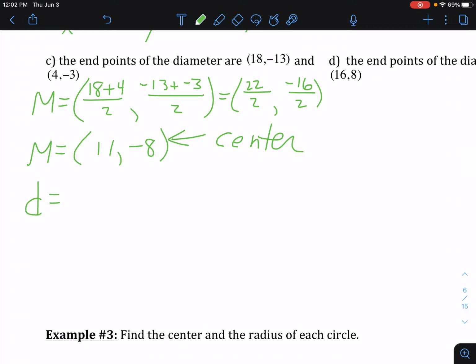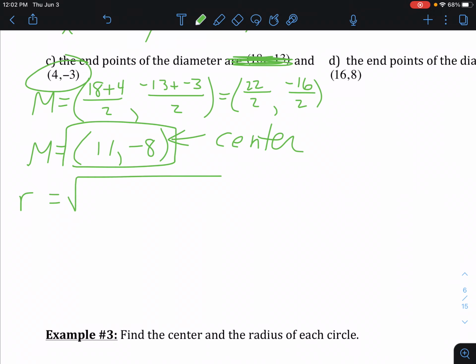Now, we have to be careful here. Don't use the 2 points that are typed. You want to use one of the points, but not the other. You need to use, say, this 4, negative 3, and you need to use the center. Okay, remember that's very important for finding the radius, is to use the center and an endpoint. So distance formula, I'm going to subtract the x's. So 11 minus 4, and then squared.